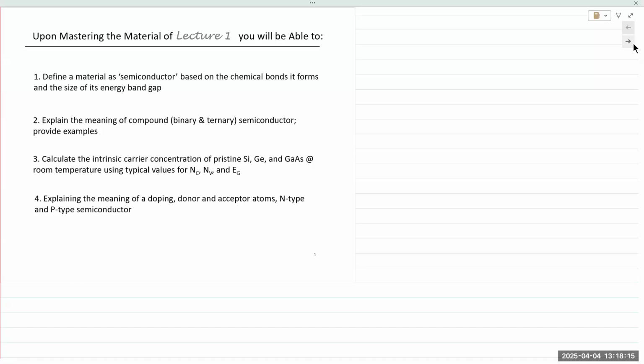Okay, so today we're going to look at semiconductors. We're going to look at how semiconductors are created. We're going to start at the smallest level possible, atoms and subatomic particles: electrons, protons, and neutrons.